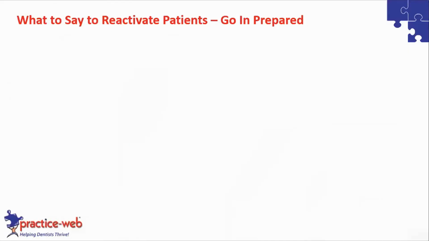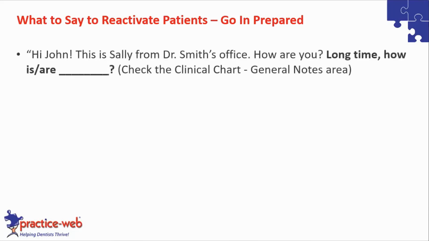That's the send button. So what to say? Let's say you do need to talk to someone about this. Maybe you've gotten some through texting, but you have to call others. Again, check that clinical chart, the general notes area, if you're using that effectively, and strike up a conversation.